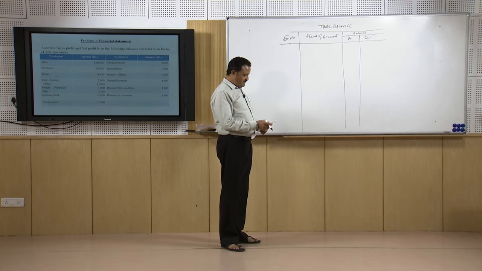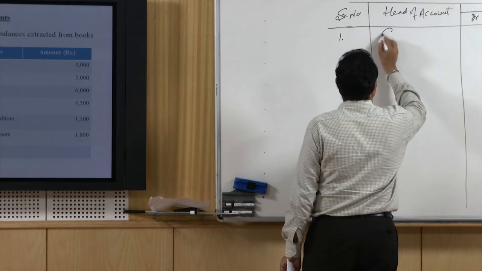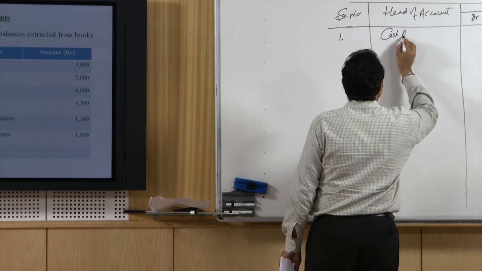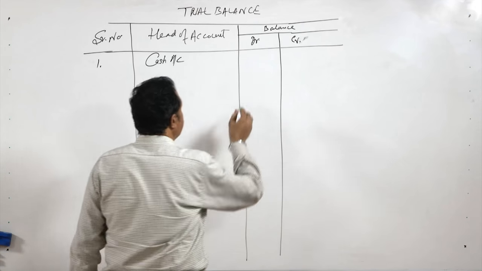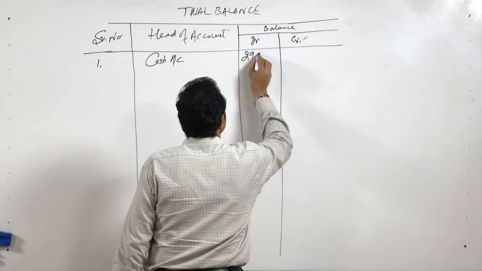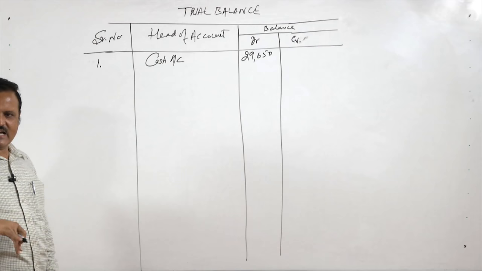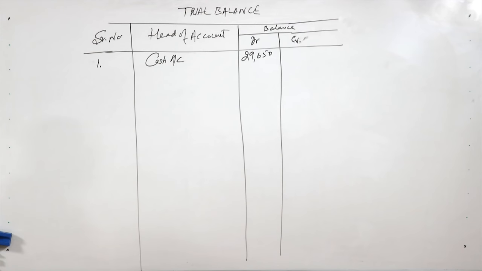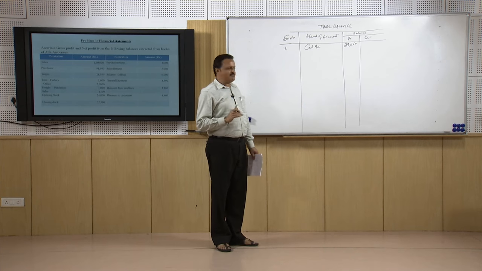The first account we prepared was the cash account. So it is number one, cash account, and the balance of the cash account was 29,650, and it is a debit balance. It was a debit balance because the debit side of the cash account was the bigger side. The balance is known by the side which is bigger. So the cash account had a debit balance.